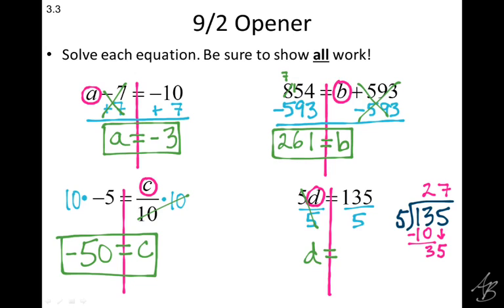So where do I put that 27? Yeah, I need to put it over here in my answer, so it's d equals 27. Is that a positive 27 or a negative 27? Positive, right? There are no negatives in here, so nothing to make us think that it would be negative.